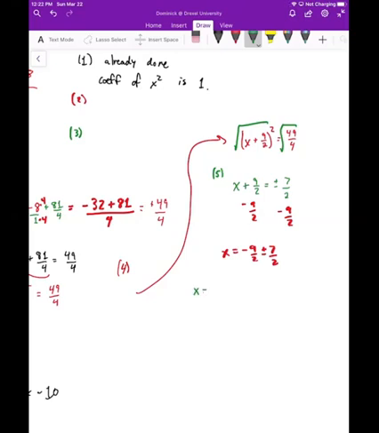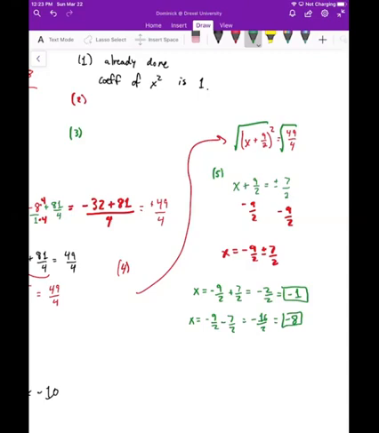If we have x is -9 over 2 plus 7 over 2, that's -2 over 2, which is -1, which is, of course, one of our answers. So we should expect that. And what's the other one? Well, the other one is negative 9 over 2 minus 7 over 2, which is negative 16 over 2, which is the negative 8 that we also saw before.